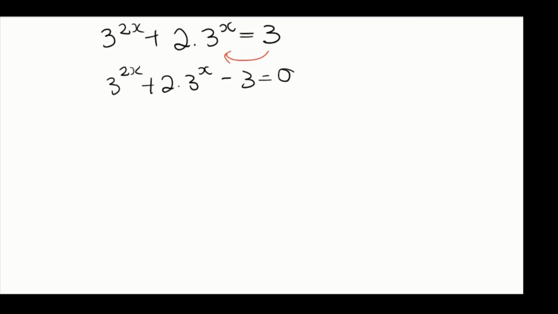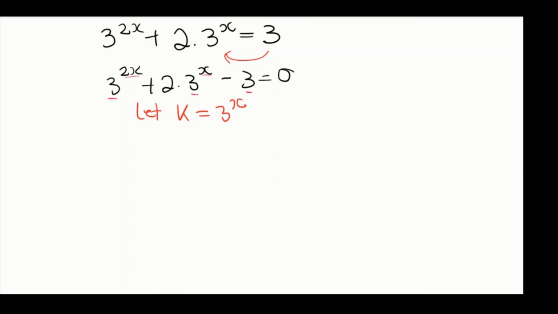Looking at this problem here, we have exponents 2x and x, and the common base that we have here is 3 and 3. So the exponents, as you can see, are 2x and x. So we can simply say let k be equal to 3 to the exponent x, right?